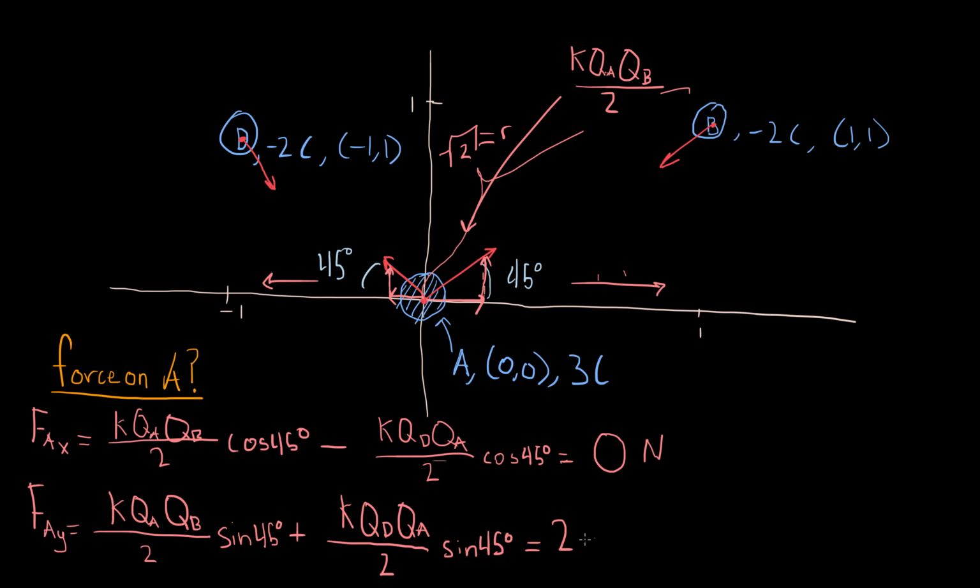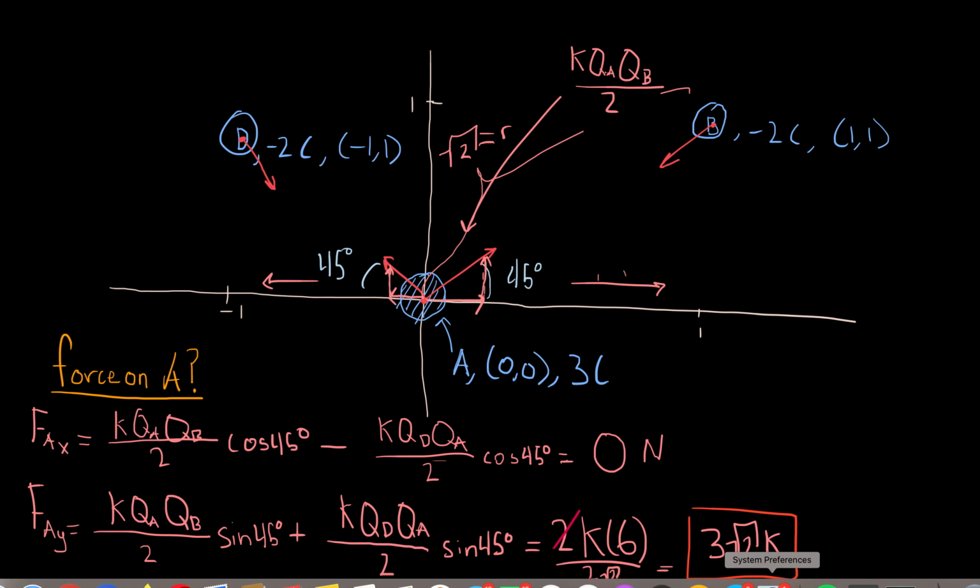You're going to get 2 times the quantity K. This is going to be 3 times 2 coulombs. This is going to be 6 all over, what are we going to have? This is going to be root 2 root 2. So hopefully if I did my math correctly, let's say we multiply both sides by root 2, we're going to get 3 root 2 K, and that should be the answer in the y direction. So there we go.